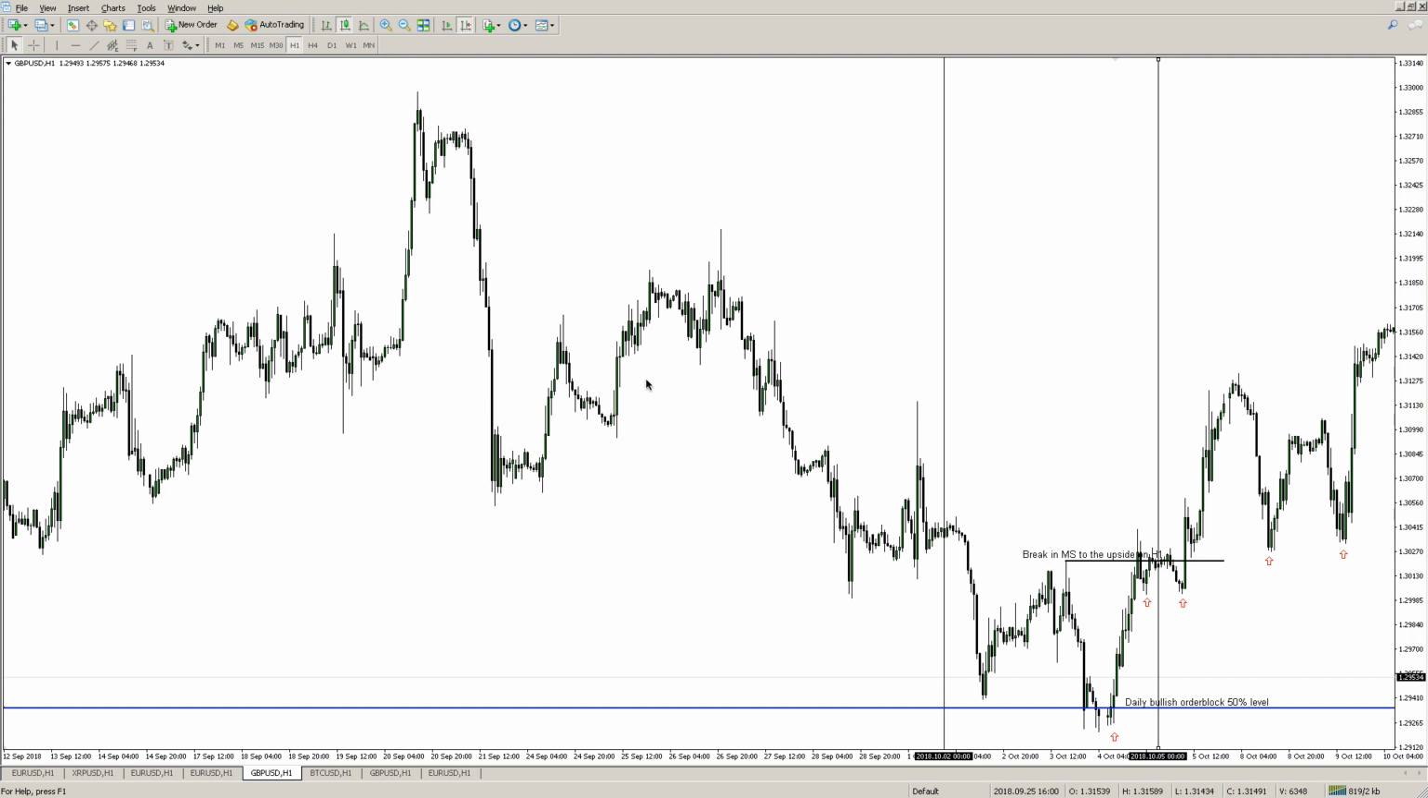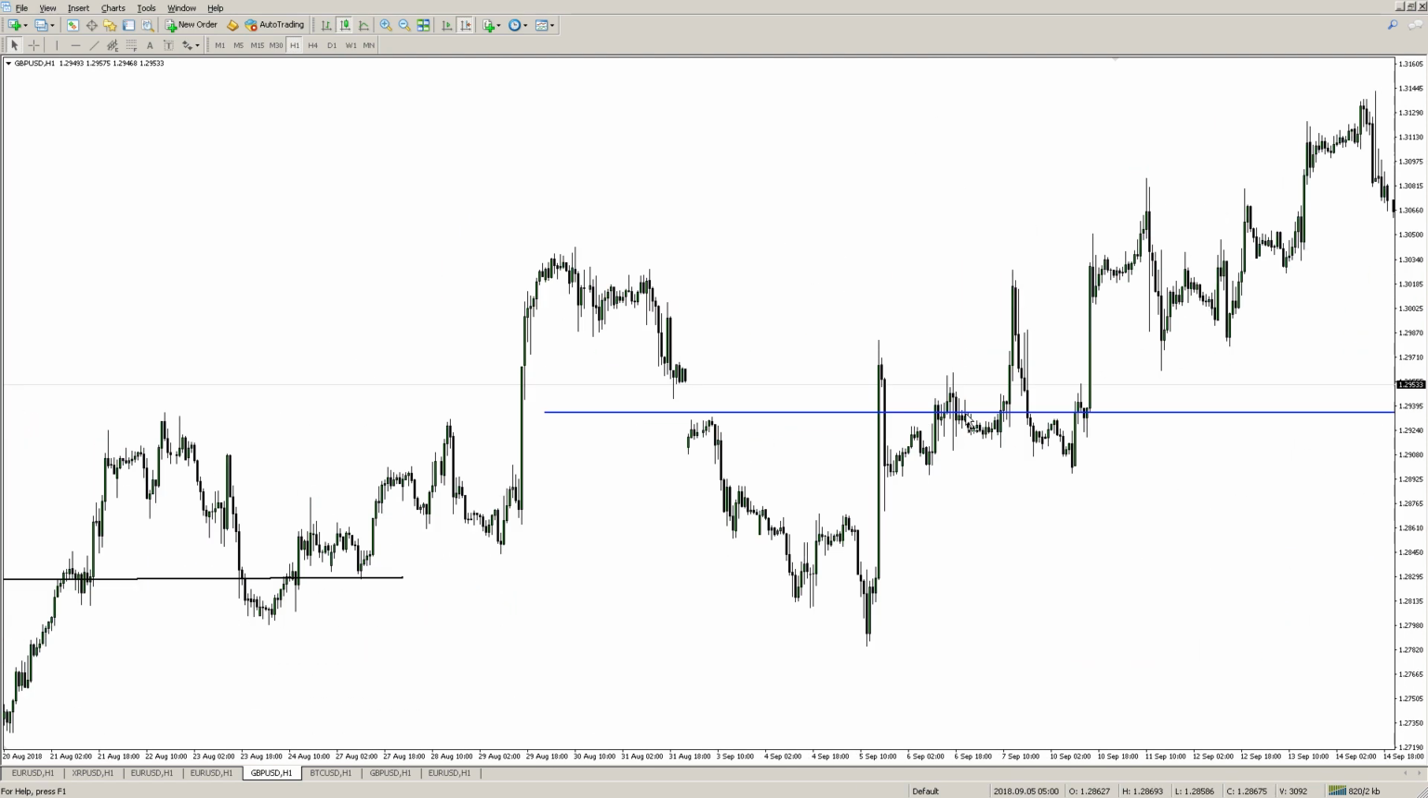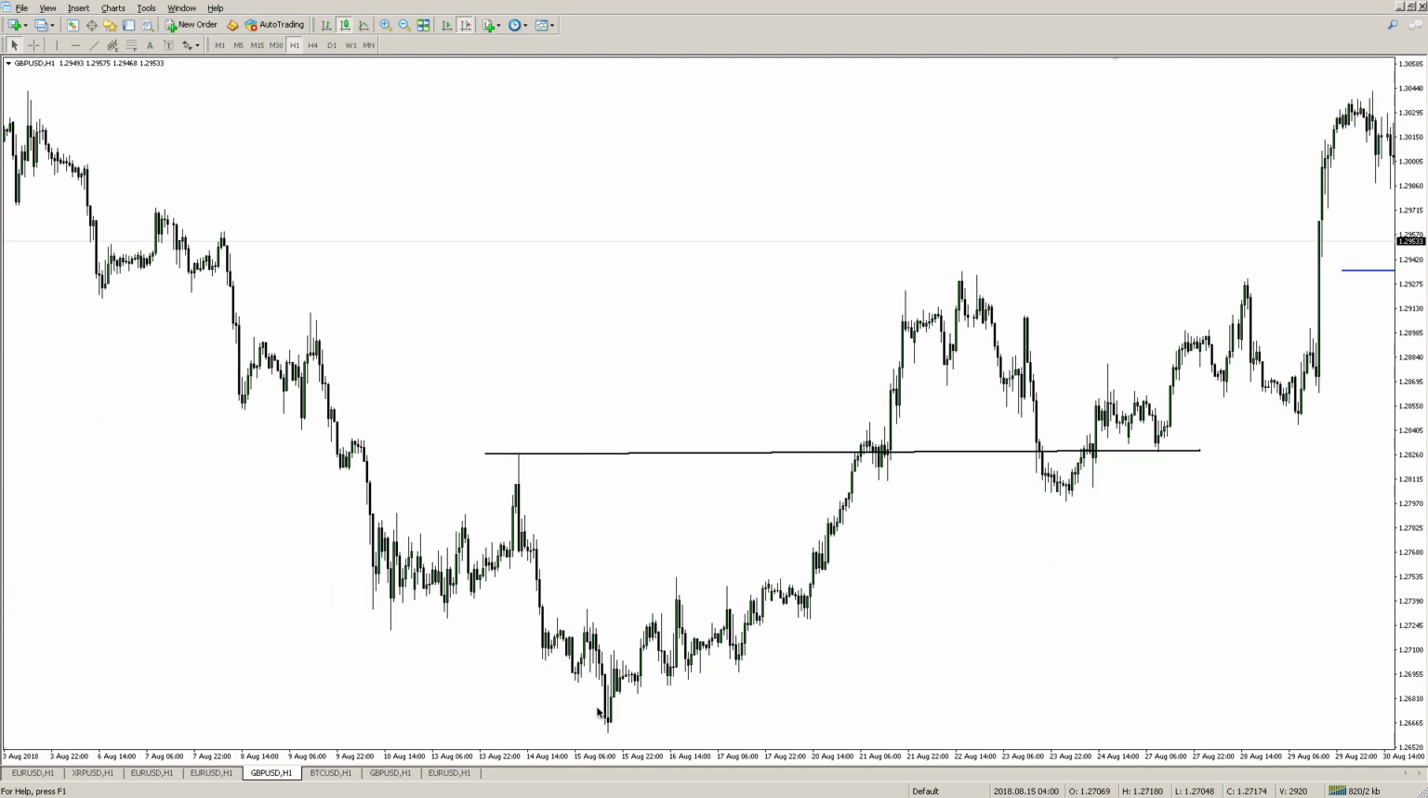Market is trading down, right? We've got high, low, lower high, lower low, lower high, lower low. So we already saw the daily break in market structure, right? And that was back here. So we've already seen it here. This was this move up, came back down, retest, right?